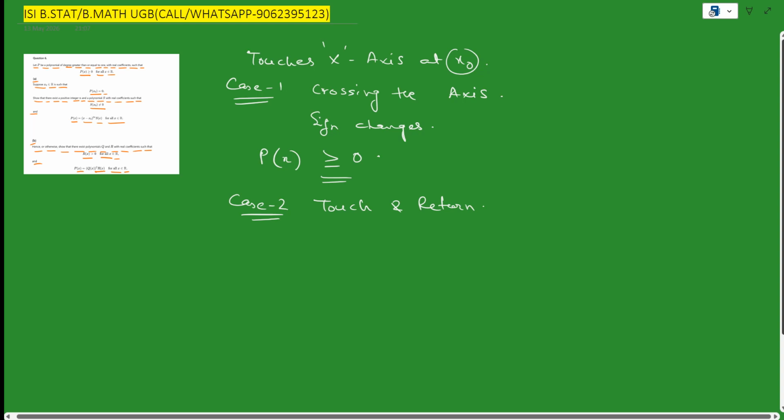Now case 2, that is touch and return. Now the graph comes down, touches the x-axis and goes back upward like a cricket ball touching ground and bouncing. So that is exactly what happens for x square, x to the power 4, x to the power 6, etc. Okay, all even powers.